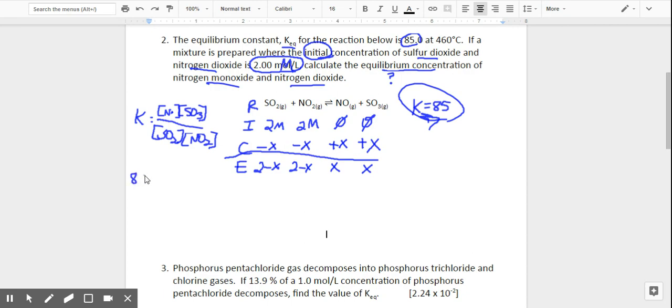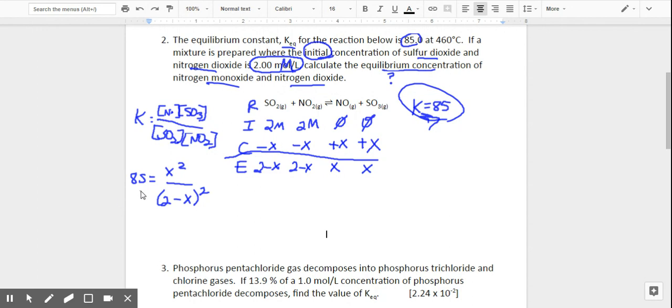So K, which is 85, is equal to 2 minus x times 2 minus x. That will go on the bottom, right? Because it's products over reactants. And x will go on the top, right? So x times x, isn't that just simplified to x squared? And 2 minus x times 2 minus x, well, that's simplified to 2 minus x squared.